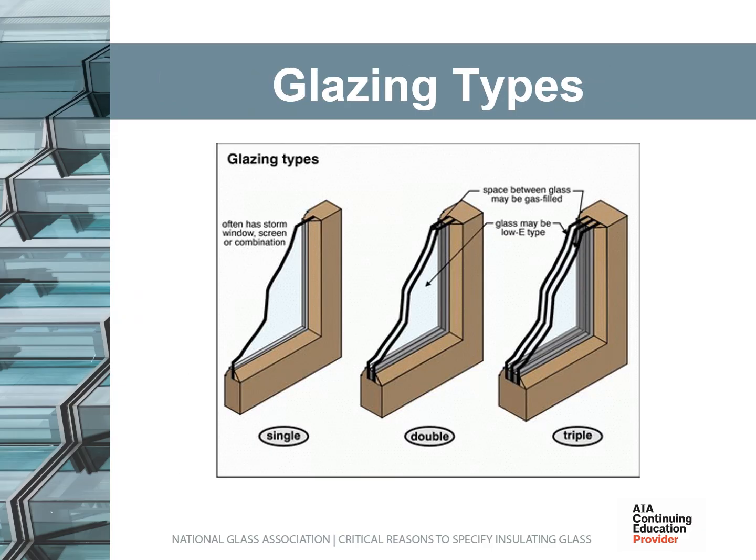Here we have a cutaway view of 3 window systems. The left has a single pane of glass. The middle has a typical 2-pane IG. The right-hand diagram shows a triple pane or tri-pane IG. The difference is that the thermal and acoustical performance is significantly enhanced as we move from left to right.